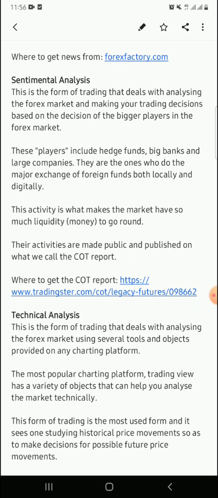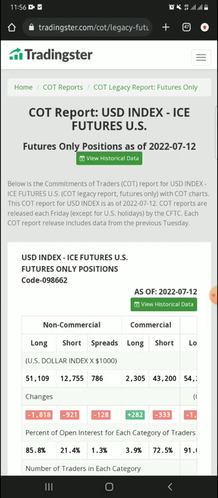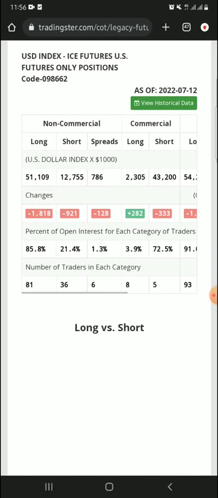Okay, so now let's look at the COT report and understand what I'm saying about this. Right now, all these look like jargon, and I will advise you not to put so much attention on it.